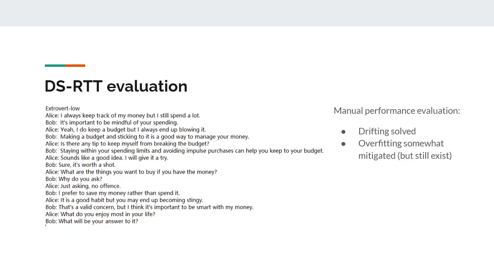For DS-RTT, we observed through manual evaluation that drifting is solved, as type control is done explicitly. Overfitting is also somewhat mitigated, as even extrovert-low people sometimes use longer expressions. However, we still observe some overfitting in conversation, as the dialogue system responded with types of responses that are not normal options in most human conversations, even for those personalities.